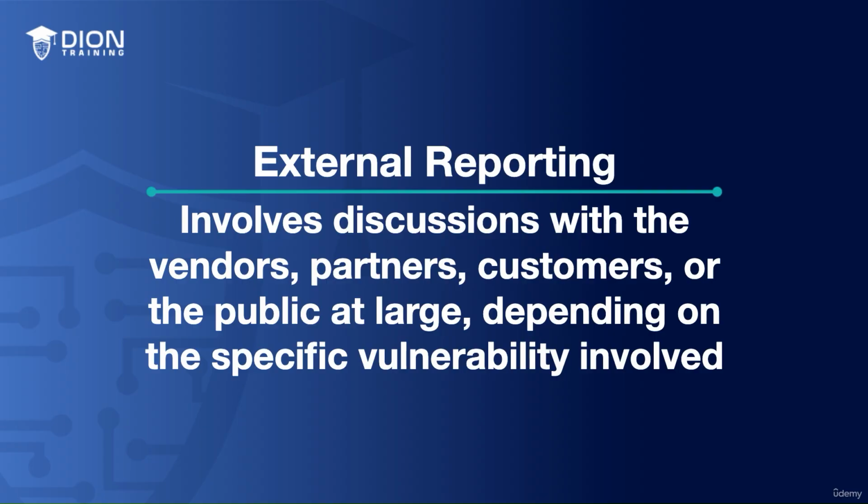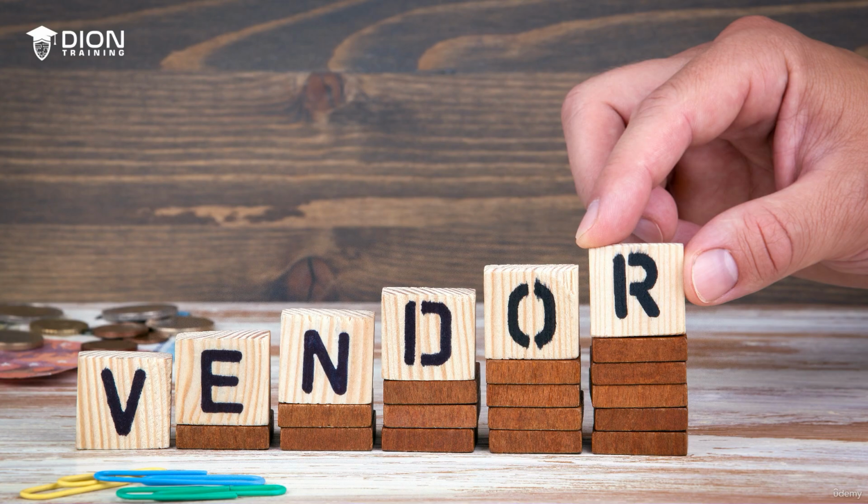Second, we have external reporting. External reporting occurs when you need to discuss your vulnerabilities outside of your own organization structure. External reporting is usually going to involve discussions with your vendors, your partners, your customers, or the public at large, depending on the specific vulnerability that we're talking about. One of the most commonly used external reporting methods is to coordinate with your vendor. By engaging with the vendor of your vulnerable system or software first, you're giving them a chance to rectify and remediate the issue, not just for your organization, but for all customers who rely on this vendor's product.